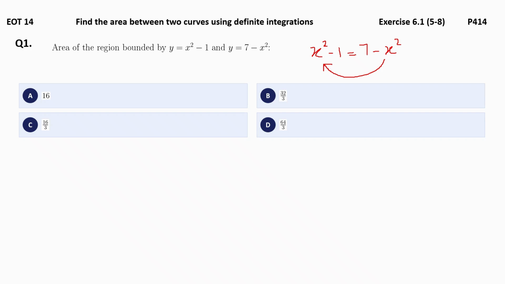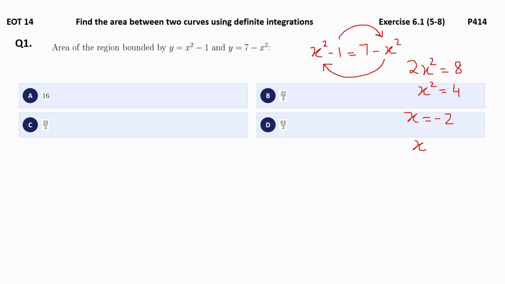So we get x square plus x square, that is 2x square. And don't forget to transpose negative 1 to the other side. So it gets 7 plus 1, which is 8. So x square becomes 4. 8 divided by 2, that's 4. So you get two values of x. One is negative 2 and the other one is positive 2.